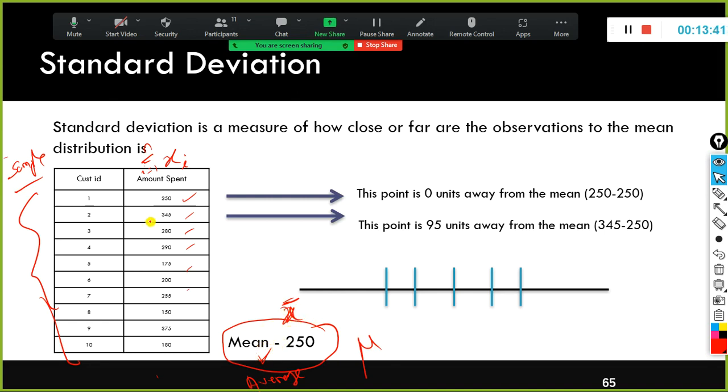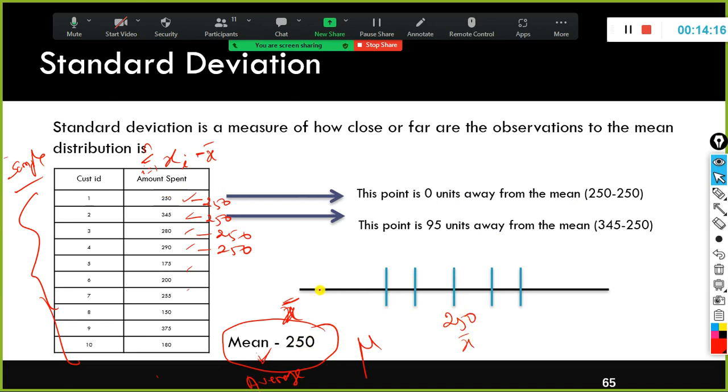You need to subtract the mean from each and every value. So 250 minus 250, 345 minus 250, 280 minus 250, and 290 minus 250. Let us generalize this: xi minus x bar. Subtract the mean from each and every value. So 250 minus 250 is 0, which means this value is 0 units away from the mean. The mean is 250, so the mean is there in the middle. This is my x bar.